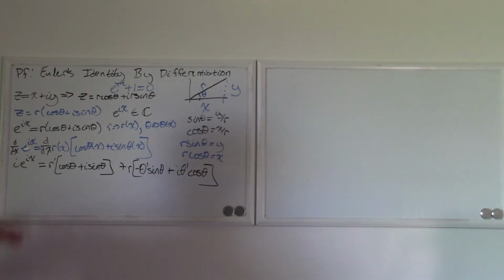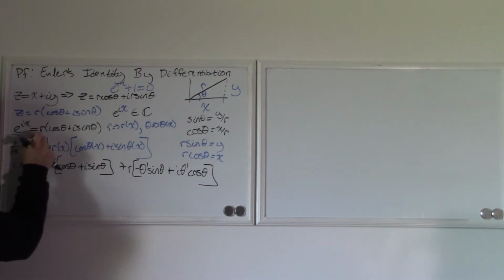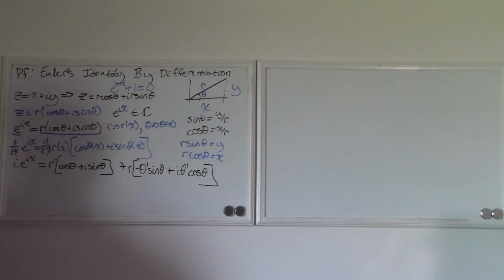And the way we're going to do that, well, let's look at the left side first. It's hard to split up real and imaginary parts right now, so let's try to find a way we can rewrite this. If we think about it, what is e to the ix equal to? e to the ix is equal to nothing but this thing here, r cosine theta plus i sine theta.